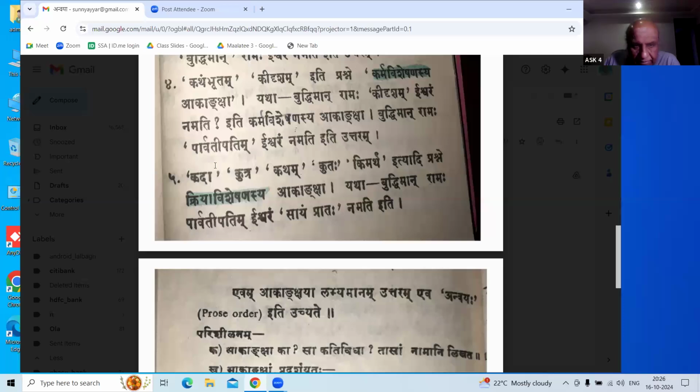See, for example, kada means when, kutra, where, katham, how, kutaha, why, kimartham, for what reason. So these are all the interrogatives that we can use to find out the specifics of that action. Kada, when was the action done? Kutra, where was the action done? Katham, how was the action done? Kutaha, why was the action done? Kimartham, what was the reason the action was done? So these are all the attributes of that verb.